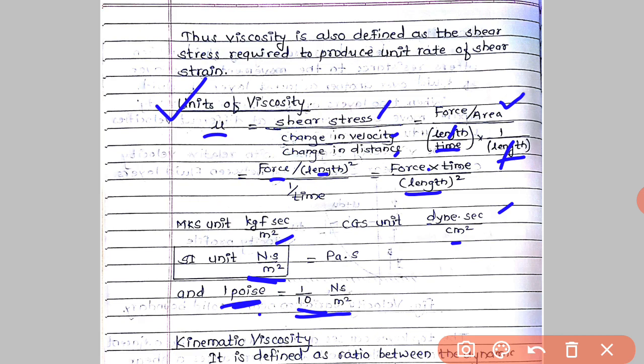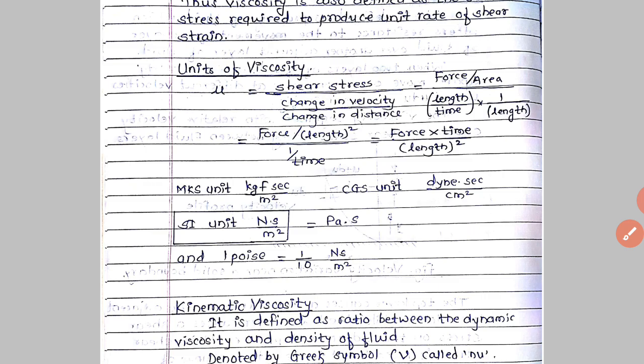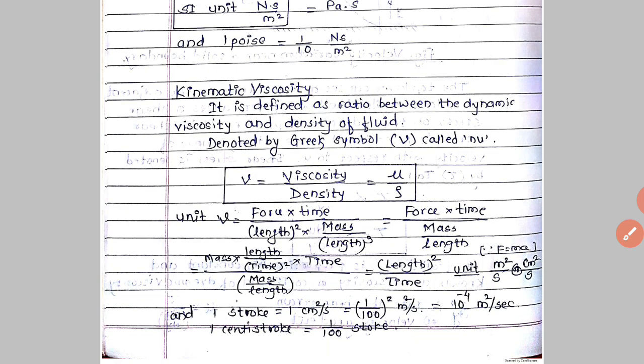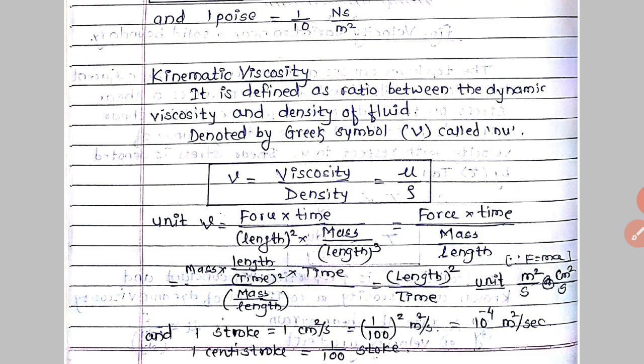Now, this is dynamic viscosity. Now we have to see what is kinematic viscosity. Kinematic viscosity is defined as the ratio between dynamic viscosity and the density of fluid. It is a very simple definition. It is denoted by nu. Nu is a Greek symbol. So nu is equal to viscosity or dynamic viscosity divided by density. So mu upon rho is the kinematic viscosity.